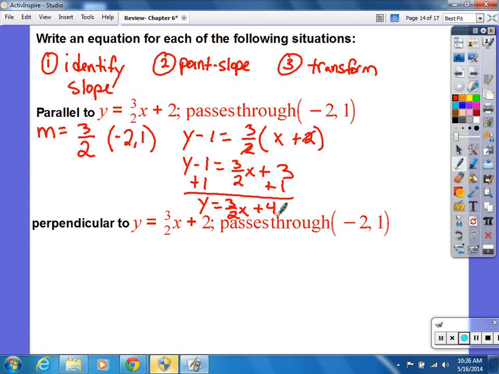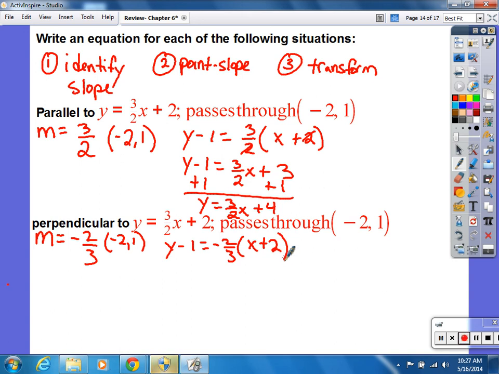All right, we'll follow the same steps for the next problem. Now we're looking for a line that's perpendicular to y equals 3 halves x plus 2, passing through the same point, negative 2, 1. Our slope here, let's remember what we know about a perpendicular line, should be negative 2/3. Remember, it's a negative reciprocal, and we're passing through the point negative 2, 1. I can again write an equation in point-slope form. Y minus 1 equals negative 2/3 times the quantity of x plus 2.